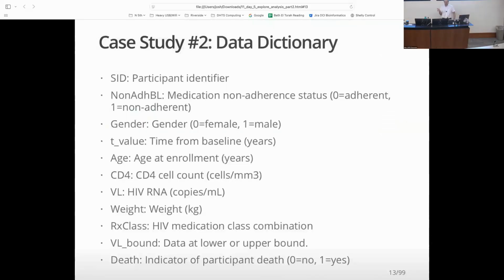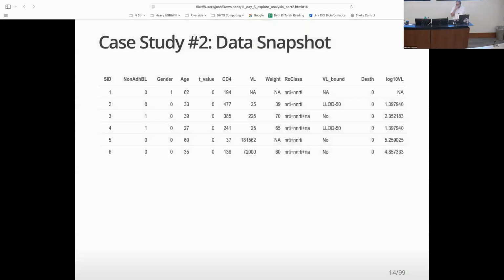So here's the data dictionary for case study 2. It's not provided in a simple parsable format, so this is just manually abstracted from the paper. And you can see that there are things like age of the subjects, gender, weight, the HIV RNA viral copies in the bloodstream, things like that. And then here's again a snapshot of the data.